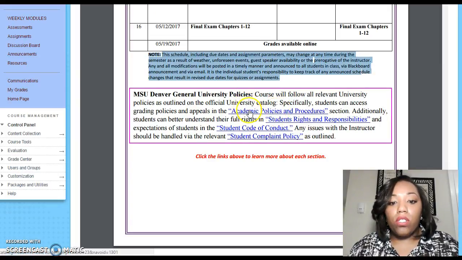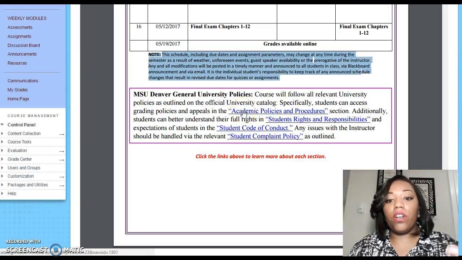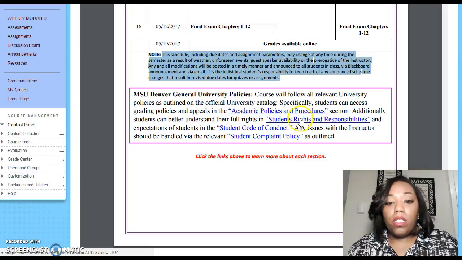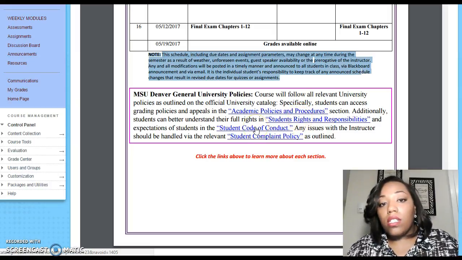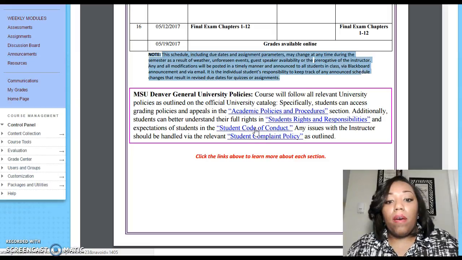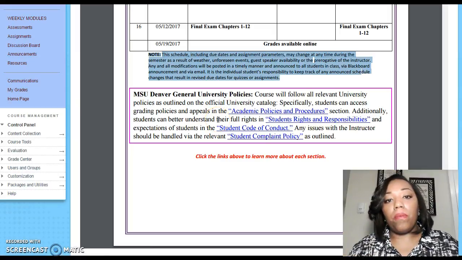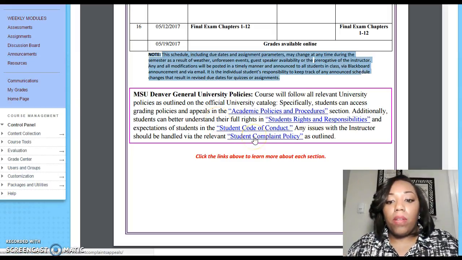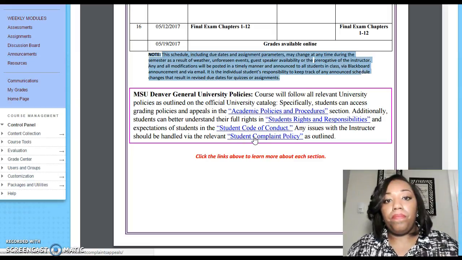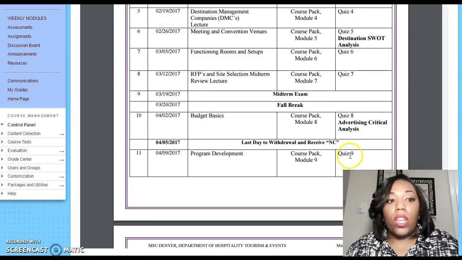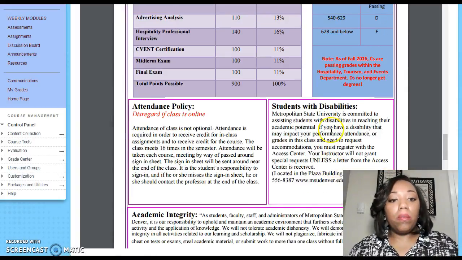If you hover over here, it will change to a finger and direct you to where everything is: academic policies and procedures for the university, your rights and responsibilities as a student, the code of conduct, as well as the student complaint policy. If you have a problem with me or any of your other professors at MSU Denver, the student complaint policy is how you should handle it. And of course, CYA. I made a little note here to click the links above to learn more about each section. So that is all for the syllabus.